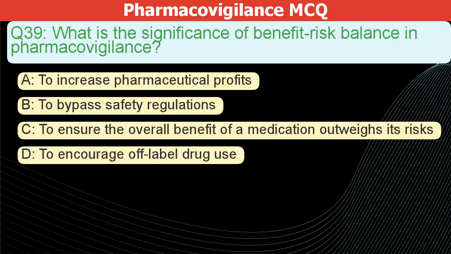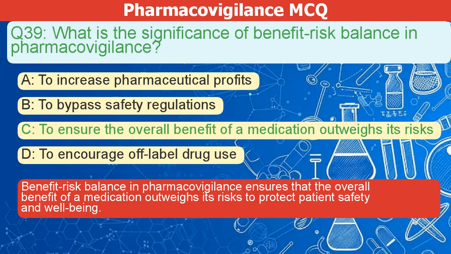What is the significance of benefit-risk balance in pharmacovigilance? A. To increase pharmaceutical profits. B. To bypass safety regulations. C. To ensure the overall benefit of a medication outweighs its risks. D. To encourage off-label drug use. The correct answer is C. Benefit-risk balance in pharmacovigilance ensures that a medication's benefits outweigh its risks, protecting patient safety and well-being.